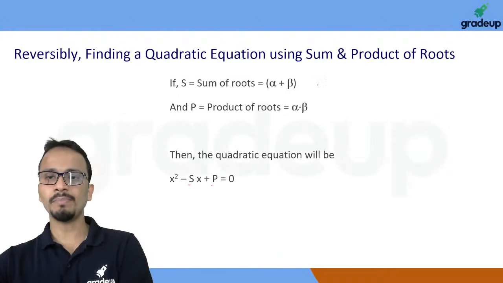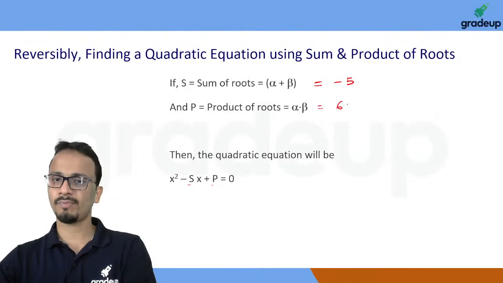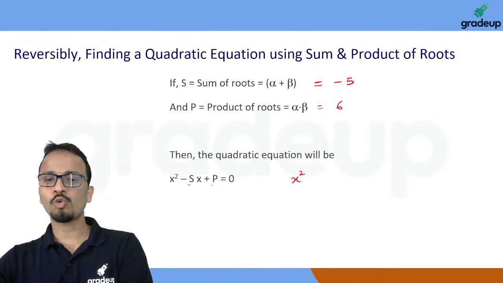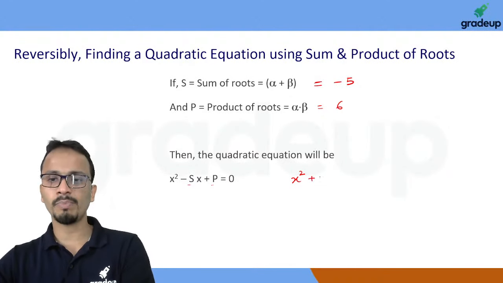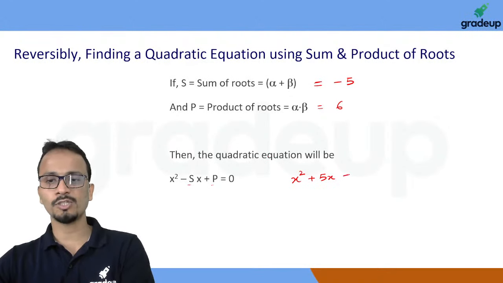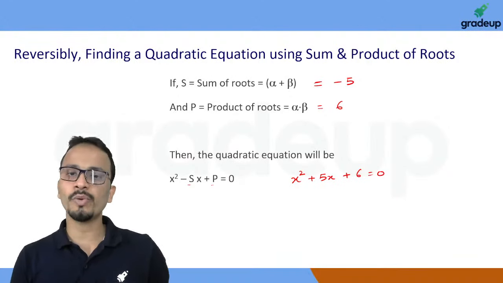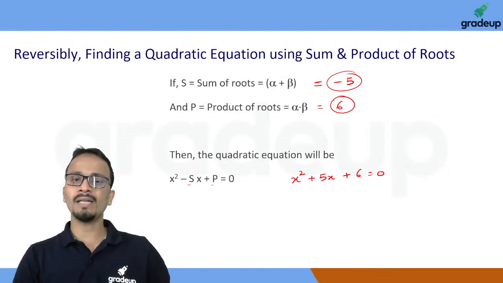For example, if you have the sum of the roots as minus 5 and the product of roots as 6, then the quadratic equation will be x square minus sx, minus of minus 5, that is plus 5x, plus the product of the roots, which is 6, so plus 6 equal to 0. This is the quadratic equation if you are given the values of sum and product.